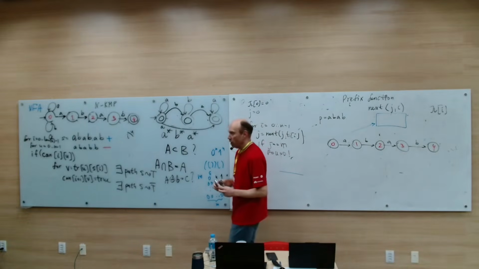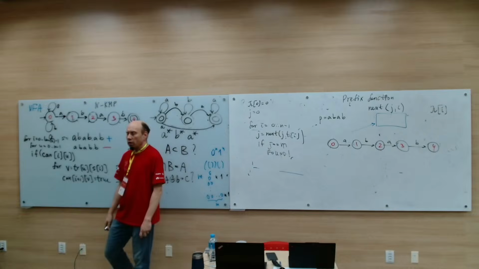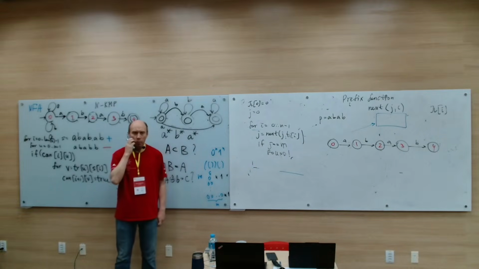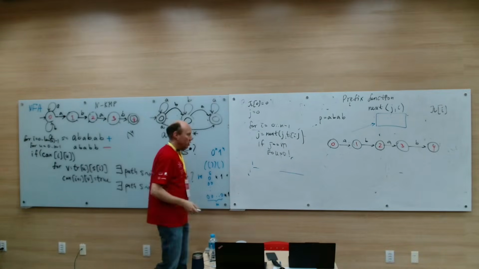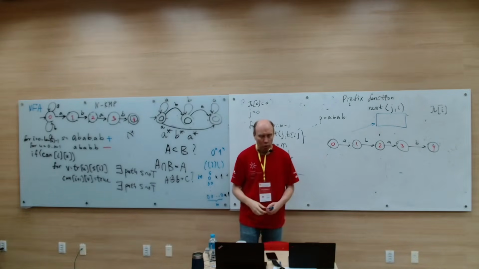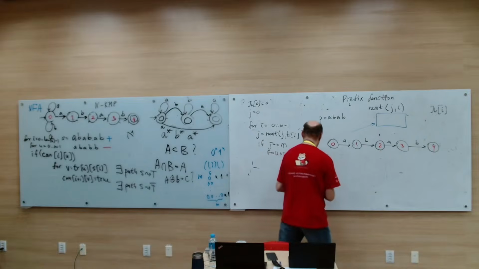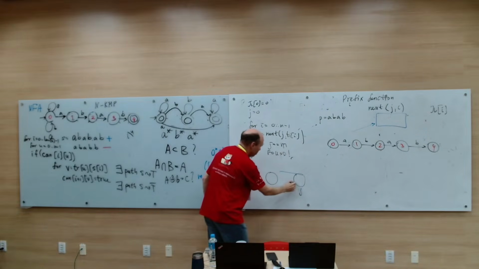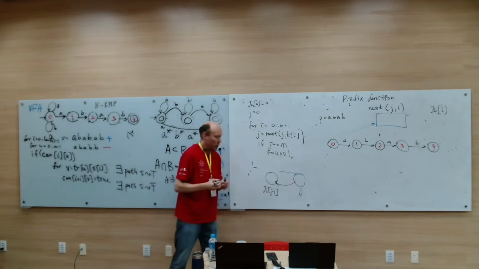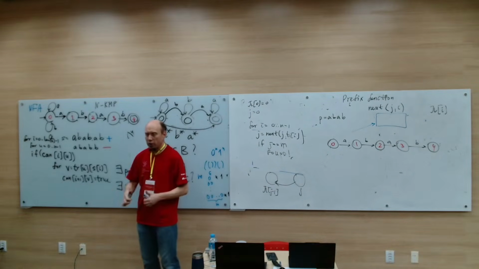If it's not the same, remember, we go to the state pi of j minus 1. So j is the number of the state. So where do we go? We go from j to pi of j minus 1, and from there we try again matching.